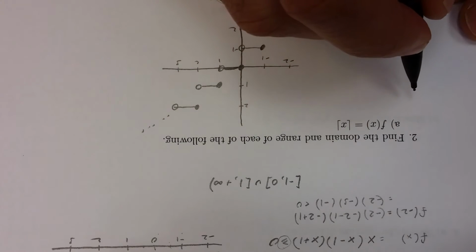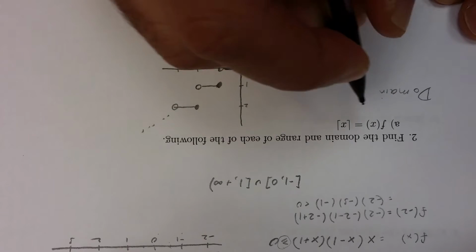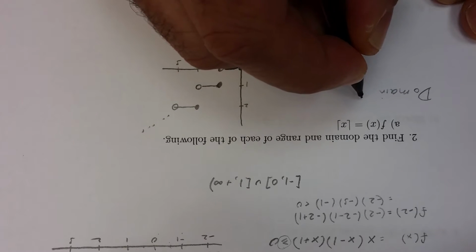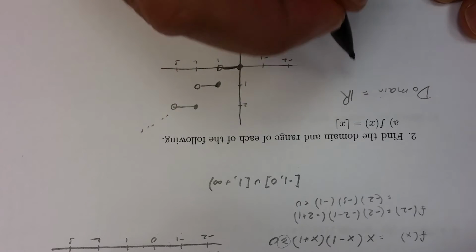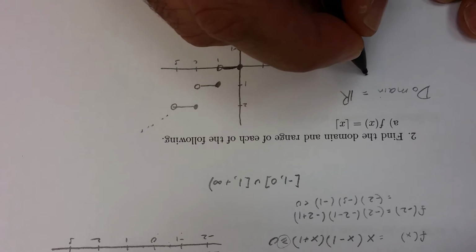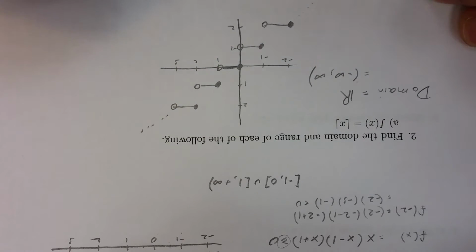So the domain is all of R. Every real number, from -infinity to infinity. I could write it like this, I could write -infinity to infinity. It's up to you. You could write it out in words, all real numbers.